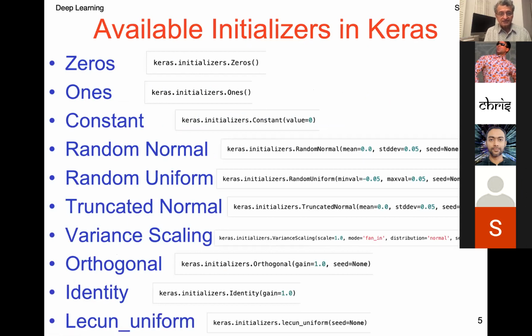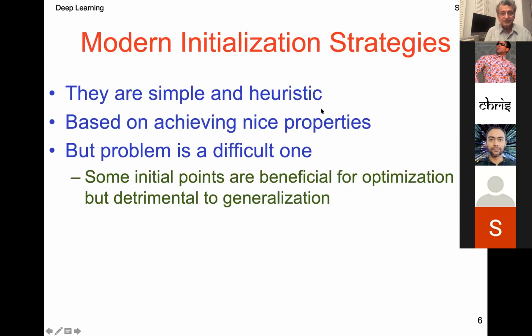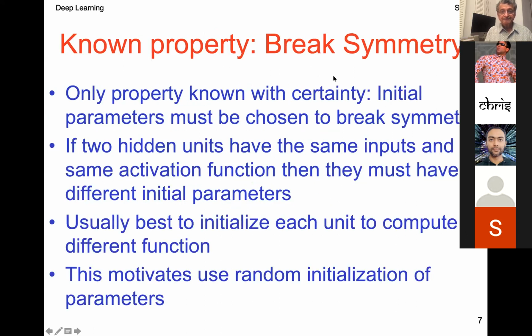Available initializers in Keras. So you can use zeros, ones, constant, random normal, random uniform, truncated normal, variance scaling, orthogonal, identity, Lecun uniform, right? So there are so many initializers. Modern initialization strategies are simple and heuristic, based on achieving nice properties, but the problem is a difficult one, all right? Some initial points are beneficial for optimization, but detrimental to generalization. That's interesting, that initialization can affect the generalization.